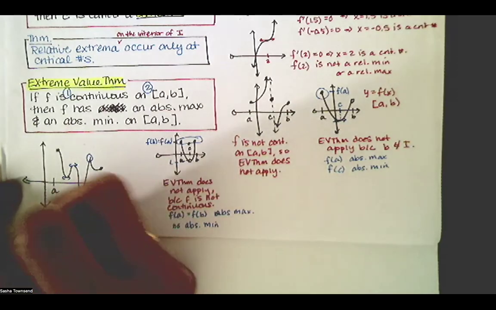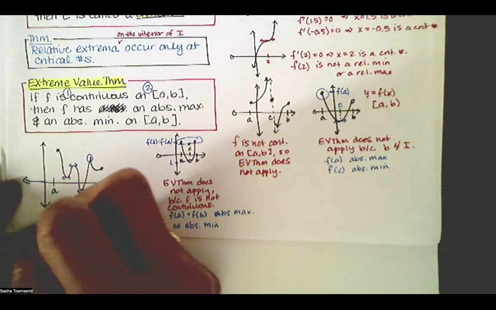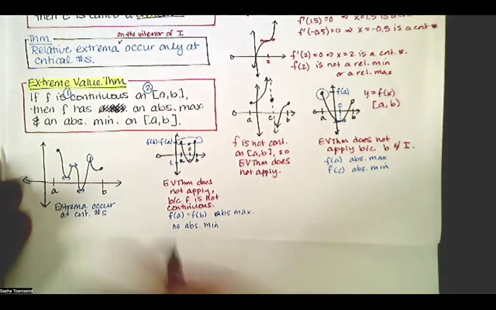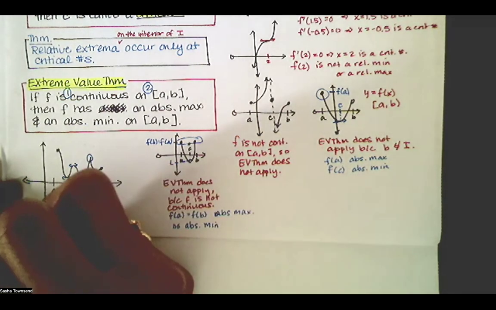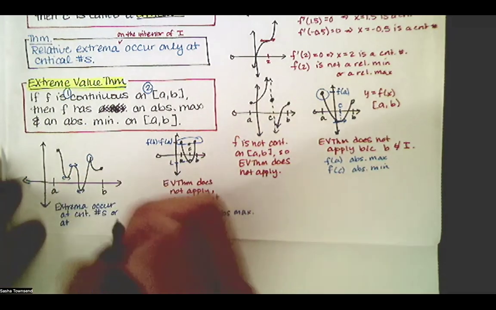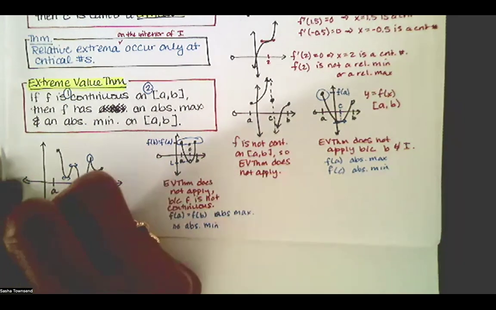let's say extrema occur at critical values or critical numbers. Critical numbers and critical values are interchangeable depending on the textbook author, or at the endpoints. Let's say and at the endpoints.